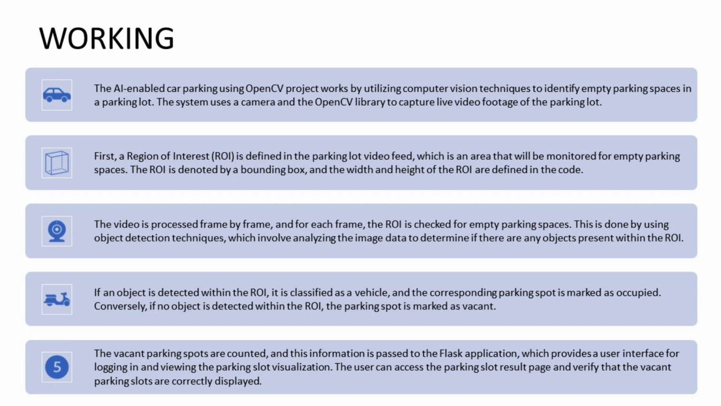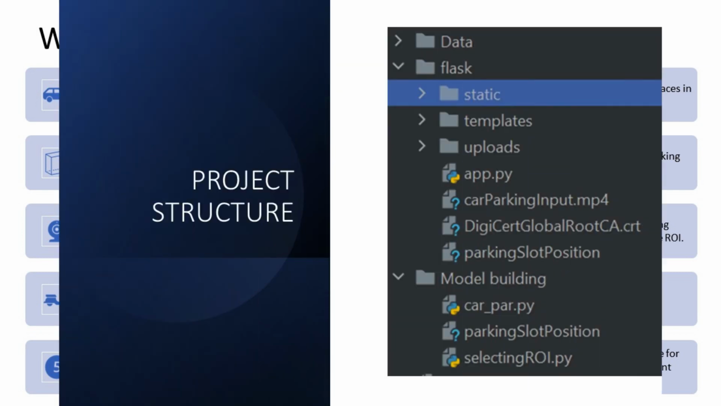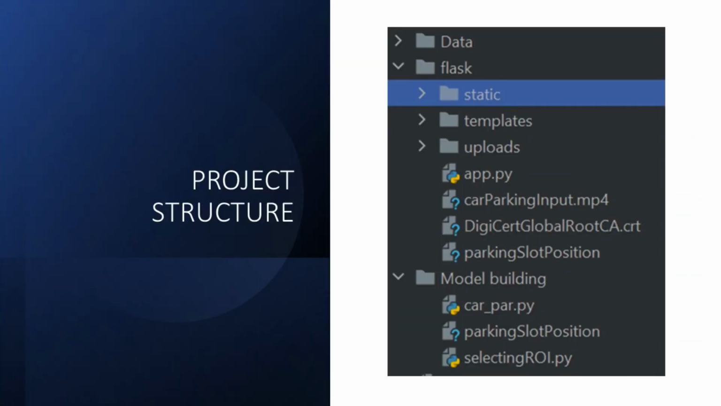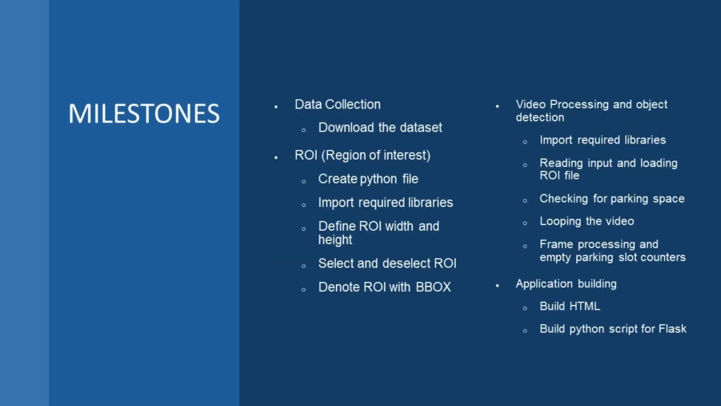Let me explain how our project works in actual code. Let's see the project structure. So this is our project folder structure. Next, this is the milestone of our project. It includes data collection, creating a ROI, video processing and object detection, and application building.